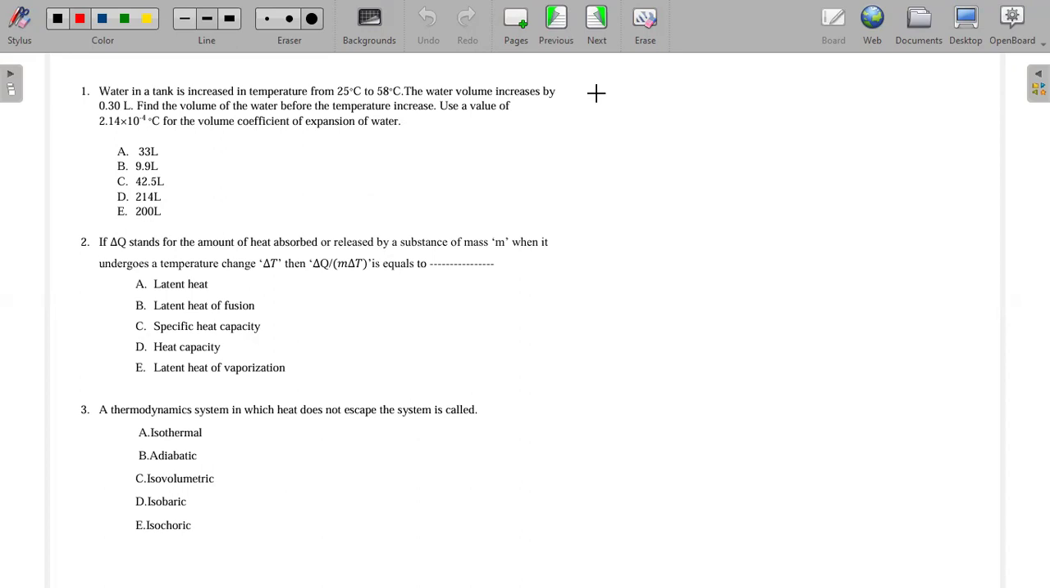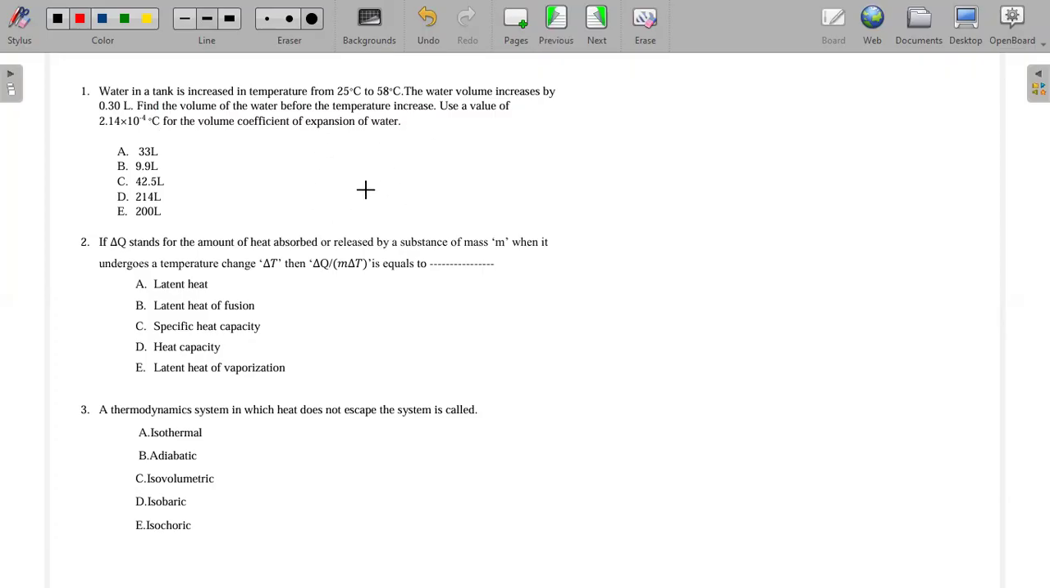Question 1 reads: water in a tank is increased in temperature from 25 degrees Celsius to 58 degrees Celsius. The water volume increases by 0.30 liters. Find the volume of the water before the temperature increase. Use the value of 2.14 times 10 to the power minus 4 degrees Celsius for the volume coefficient of expansion of water. This should have been to the power minus 1, because the coefficient is per degree Celsius and not just degrees Celsius.